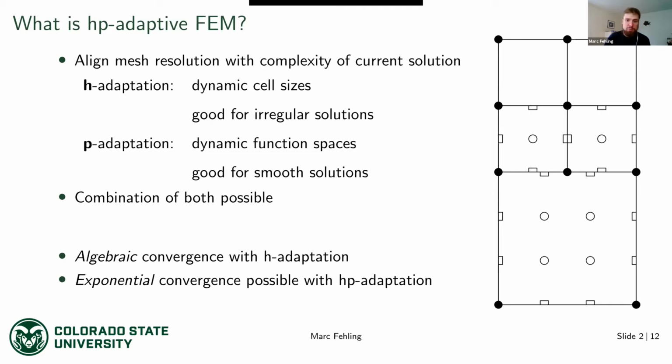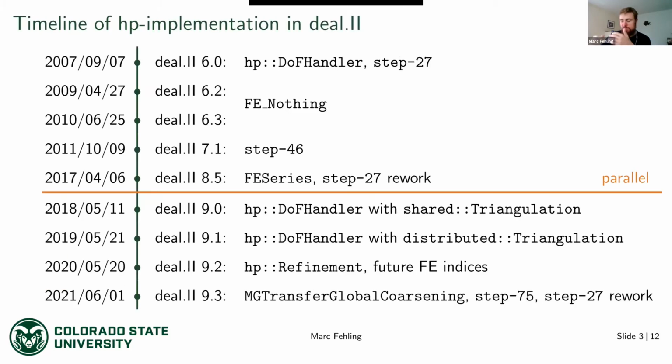So why do you do all of this hp-adaptive stuff? With h-adaptation alone, you can only gain algebraic convergence, like linear or quadratic convergence. But with hp-adaptation, you are in theory able to have exponential convergence of your solution, which is why we are dealing with that topic here. And to give you a brief history about the hp implementation in deal.II, I thought this would be interesting also for the other principal developers here, to give you an overview of the implementation history in deal.II.